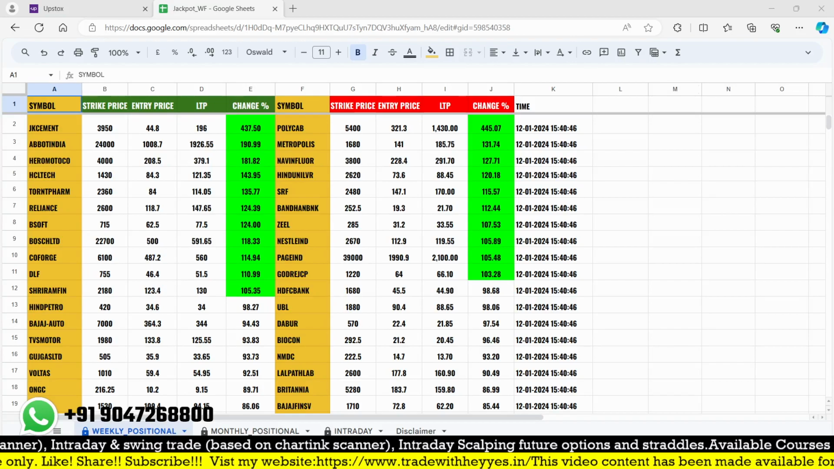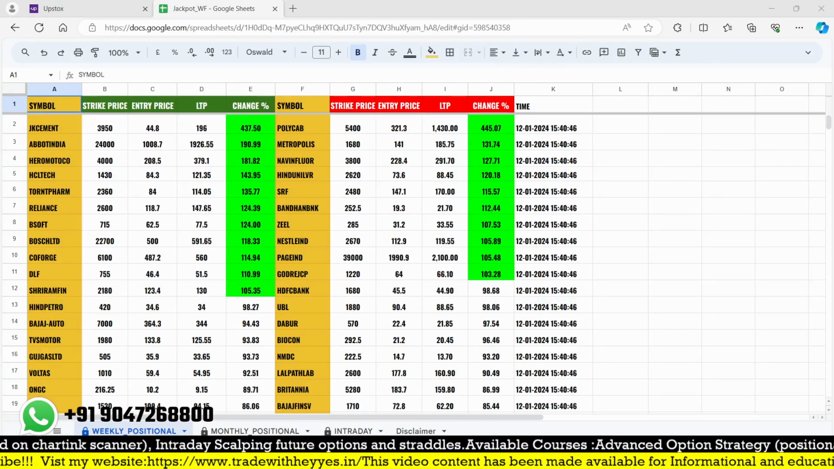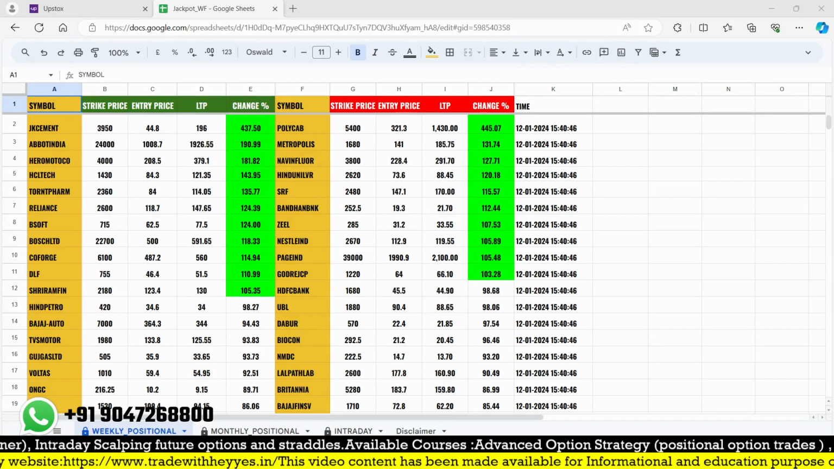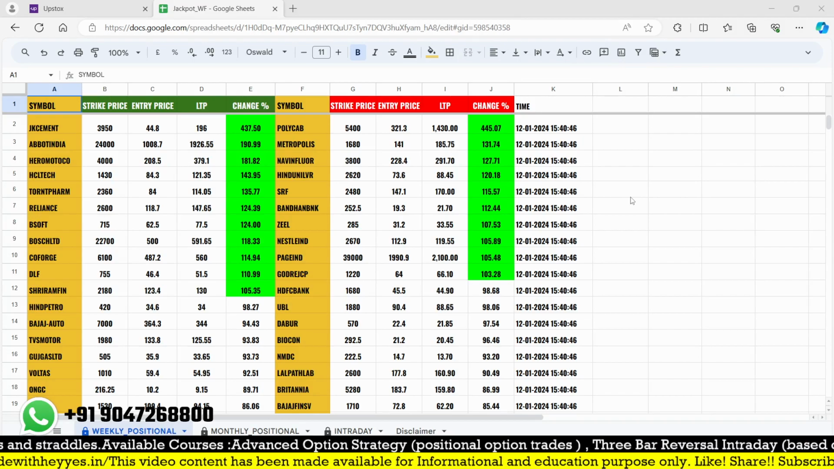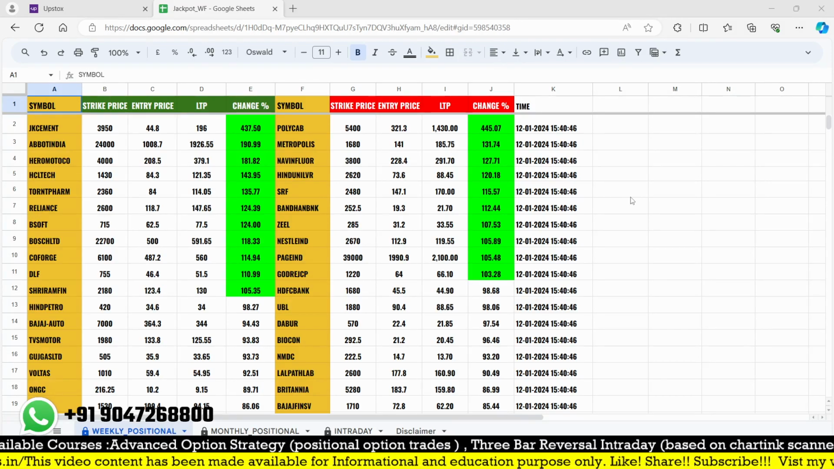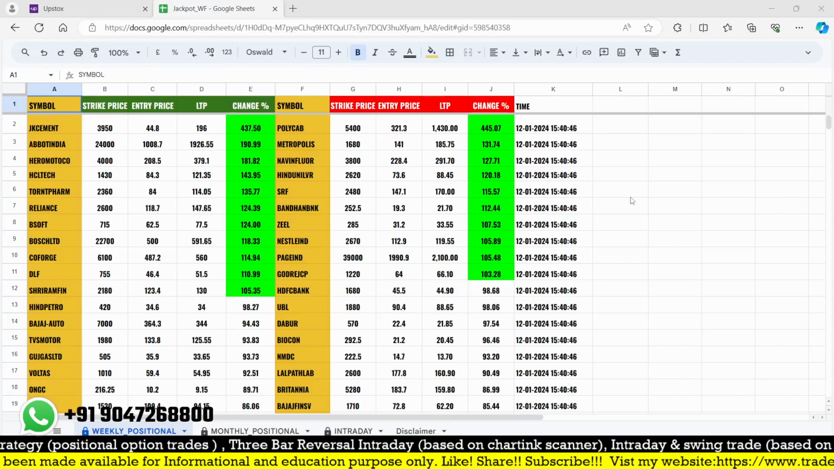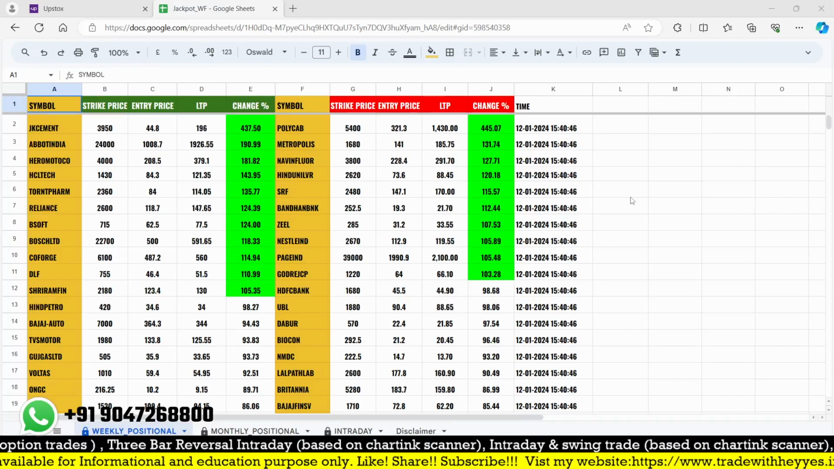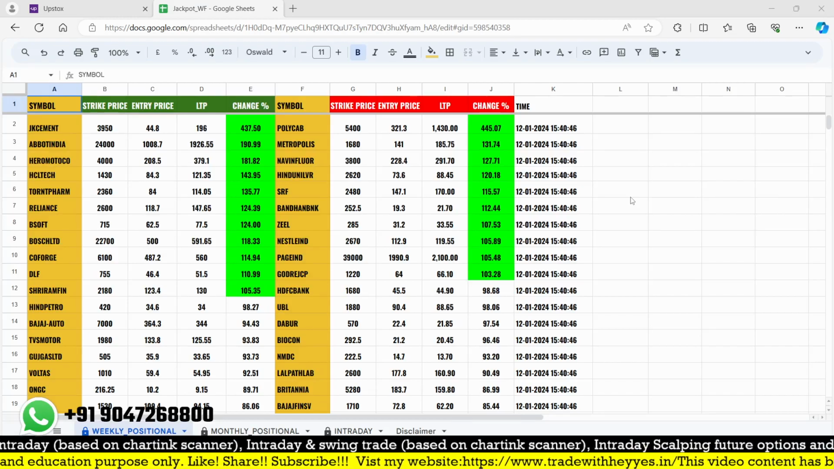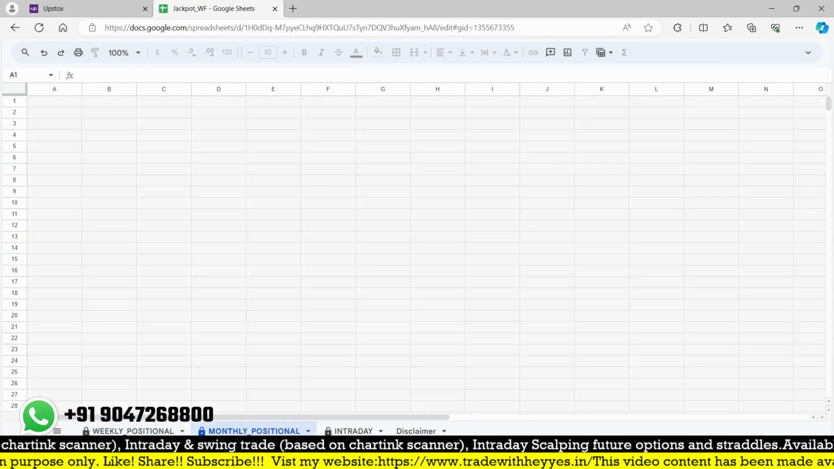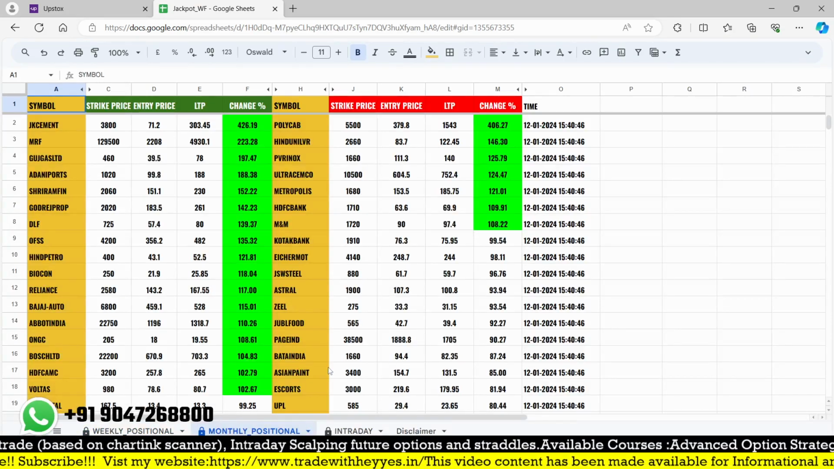In this video, I'm going to discuss my Google Sheet Option Scanner, which helps you find trade opportunities. It works based on the advanced option strategy, one of the course contents which I have, so you can do positional option strategy with that concept. It is the tool which helps you find a trade, on weekly as well as monthly positional.